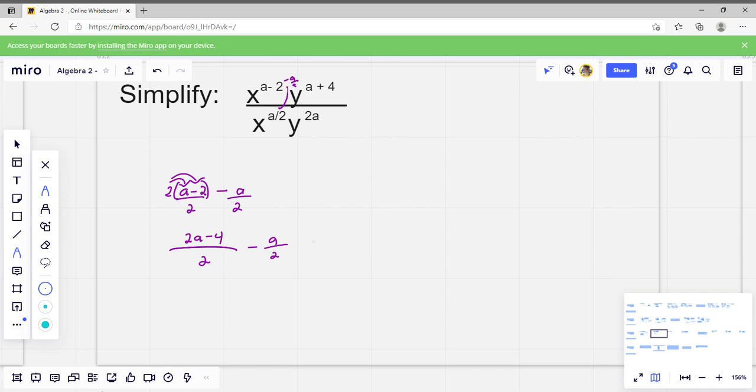2a minus a would be 1a. So we would have a minus 4 over 2. And if we broke that up, we'd have a over 2 minus 4 over 2, and that reduces to 2. So we got a over 2 minus 2. Okay, that's our x part.